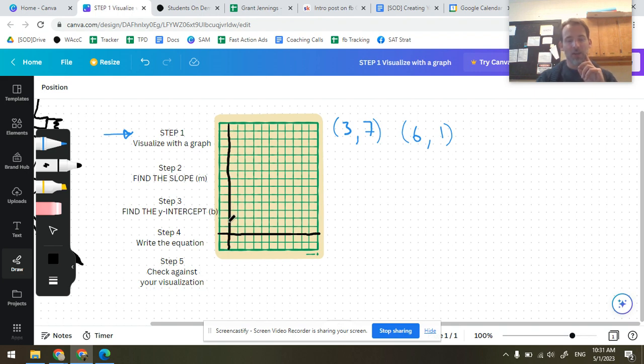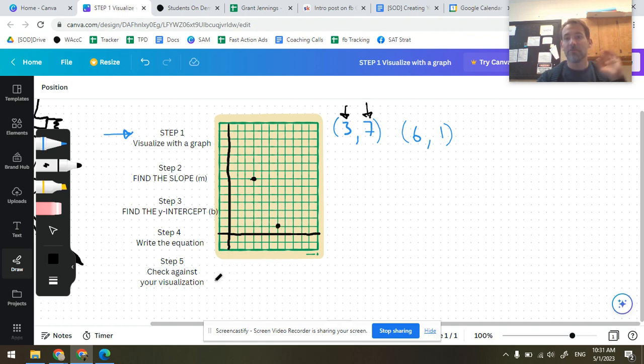Okay, and now let's plot our points. The first number here is x, and the next number is y. So I count over 3 in the x and then up 7 in the y: 1, 2, 3, 4, 5, 6, 7. And I put that point right on there. And then I go over 6, 1. So there's 1, 2, 3 more, and then 1, 2, 3, 4, 5, 6 down there.